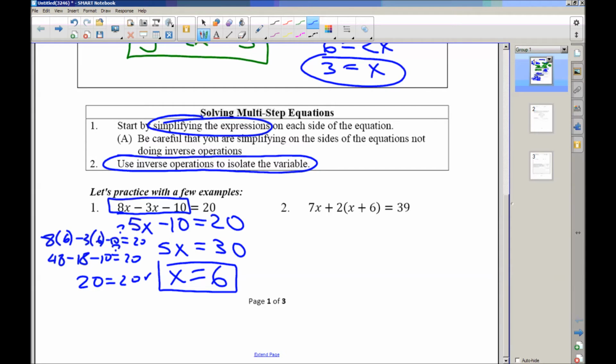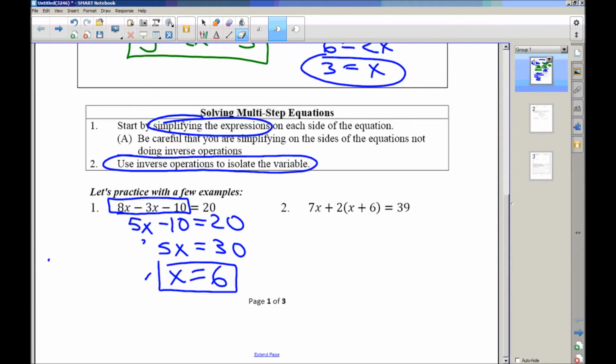So you know you did it right. However, a lot of times you'll see me in class, if you ask me for help to see if I did it right, all I'll do is take the calculator out and I'll say 8 times 6 minus 3 times 6 minus 10, and then I'll just hit enter to see if it gets 20.